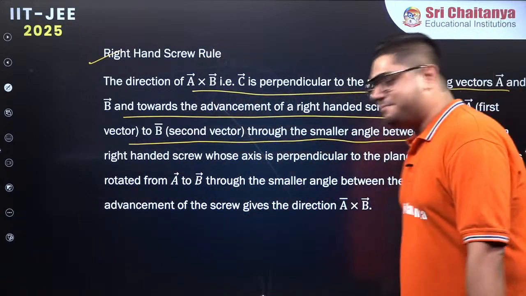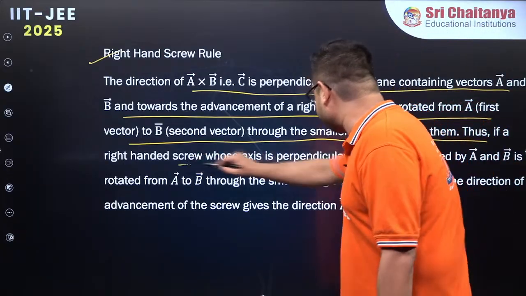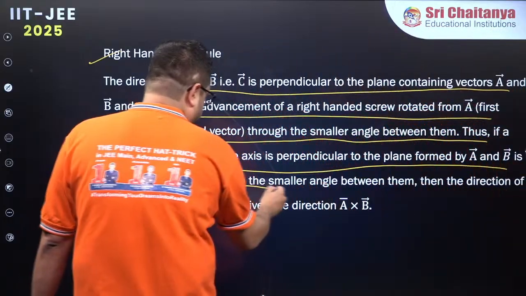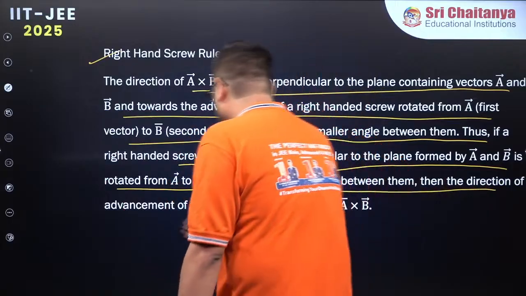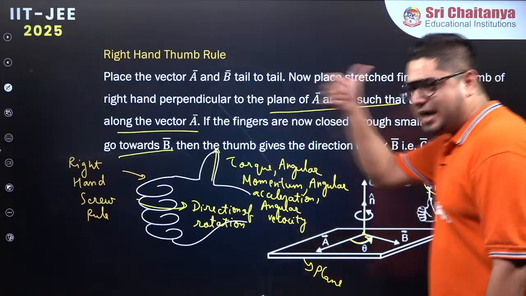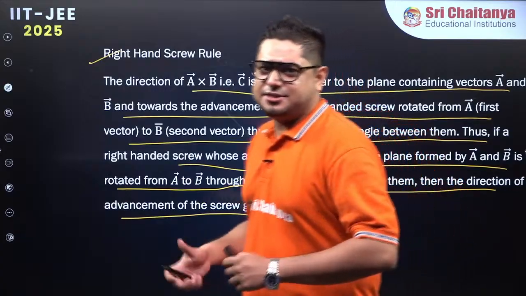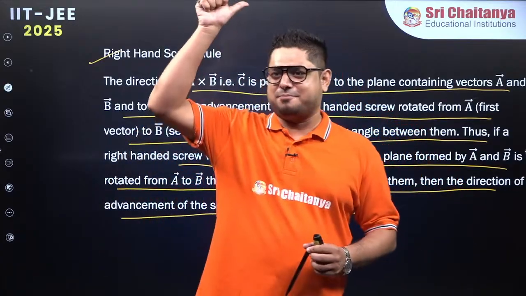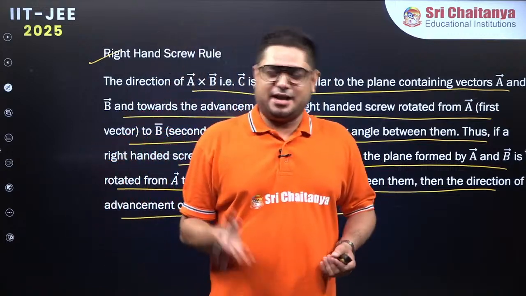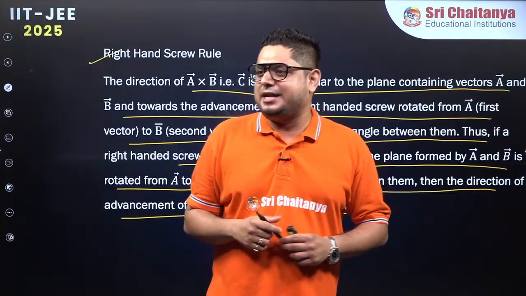Yes, exactly, Pratik. Thus, if a right-handed screw whose axis is perpendicular to the plane formed by A and B is rotated from A to B through the smaller angle between them, then the direction of advancement of the screw gives the direction of A cross B. So this n cap is the thumb, your thumb, everyone. Thumbs up. It can be thumbs down as well. Every time it's not going to be thumbs up. Yes, same, Murli, you are right.